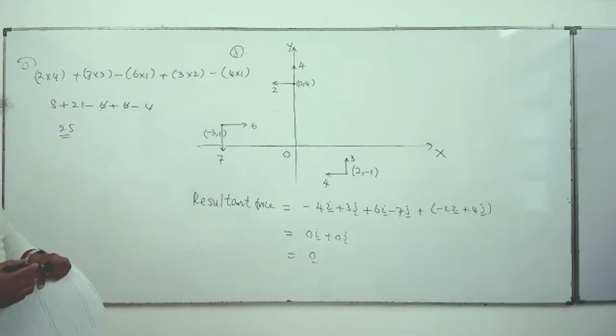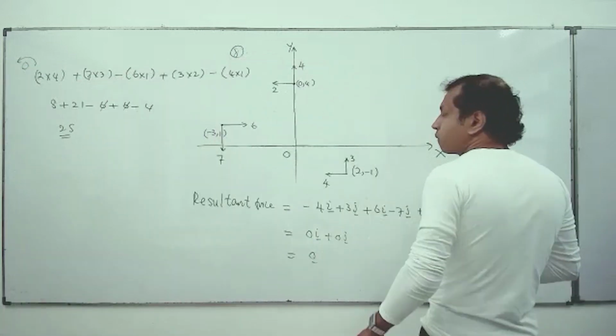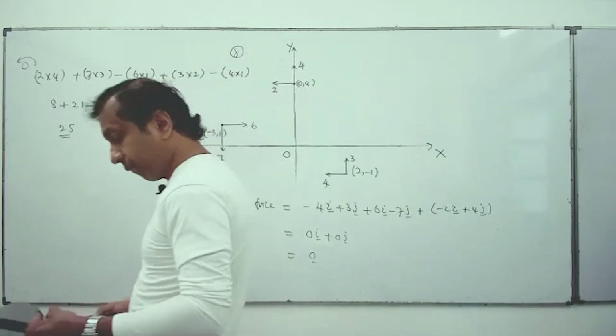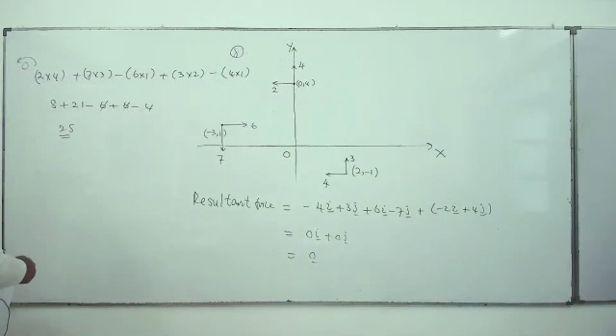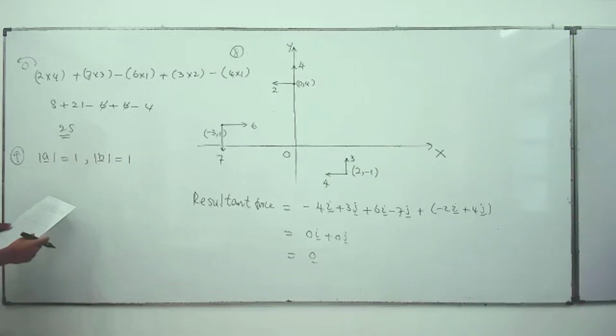Right, number 9. A and B are two unit vectors, that means mod A is 1, mod B is also 1, such that the angle between them is theta.